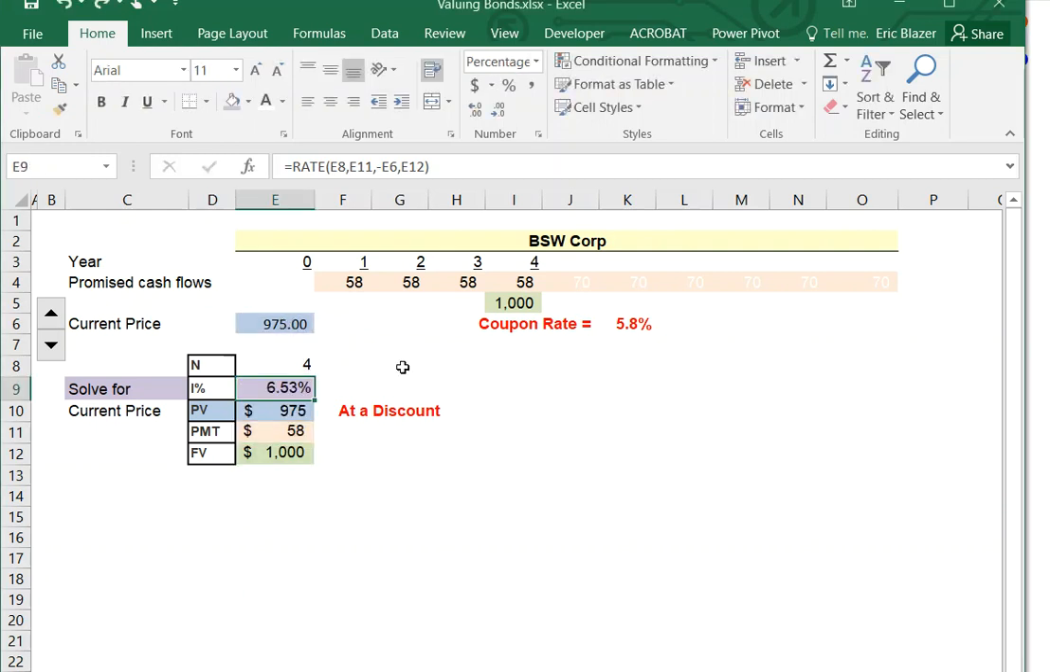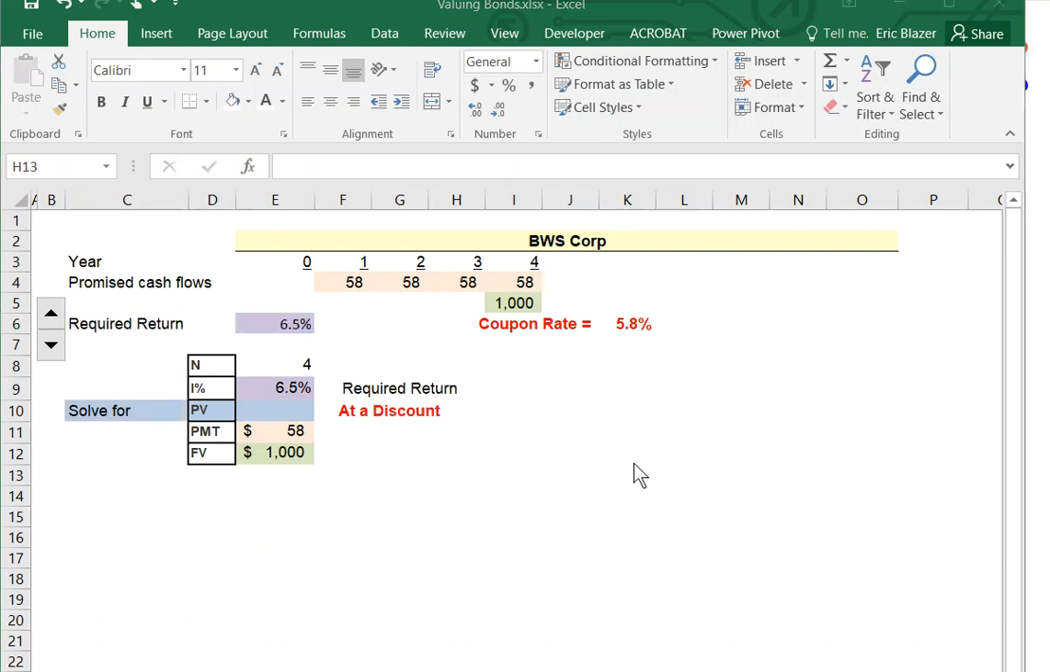Again, if we paid $1,000 or the par value for the bond, our expected return would be exactly equal to the coupon rate. If we pay more than par, our expected return will be less than the coupon rate. First thing we observe is since our required rate of return of 6.5% is greater than the coupon rate, this bond will sell at a discount.